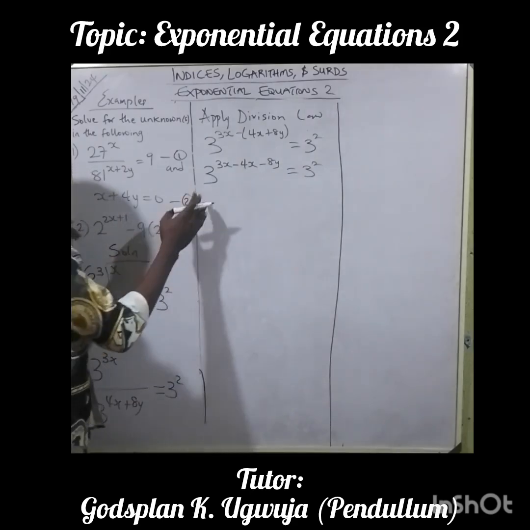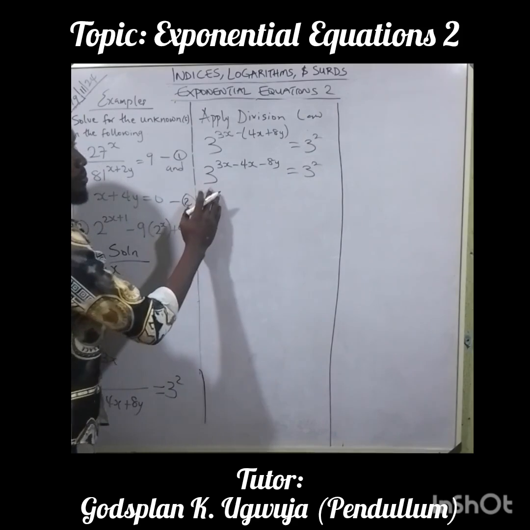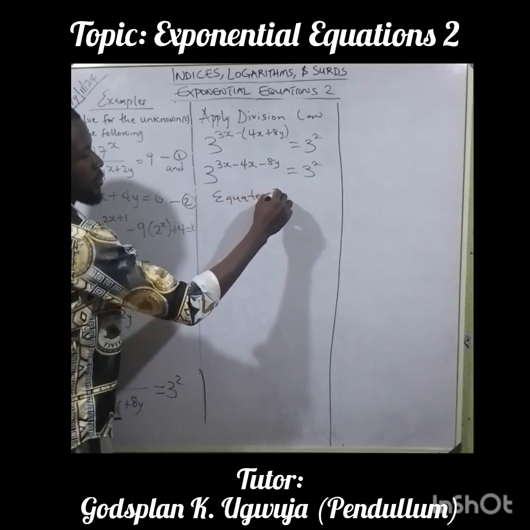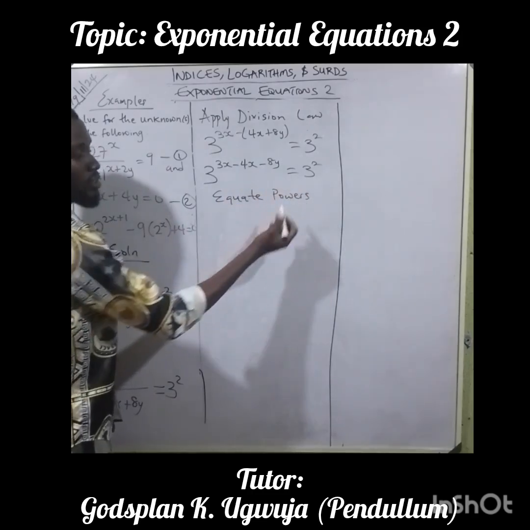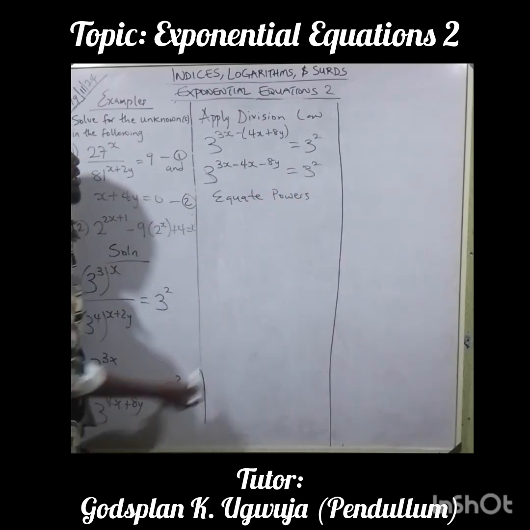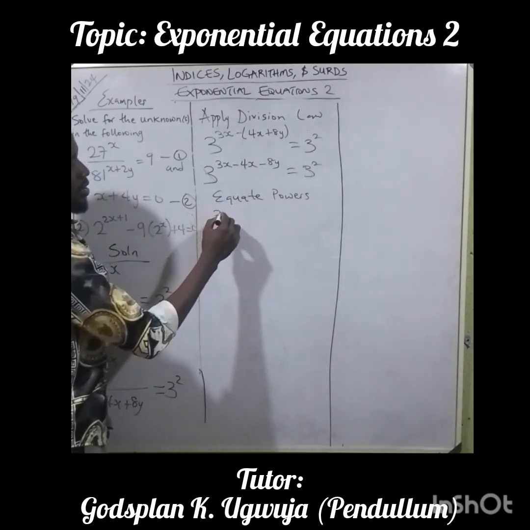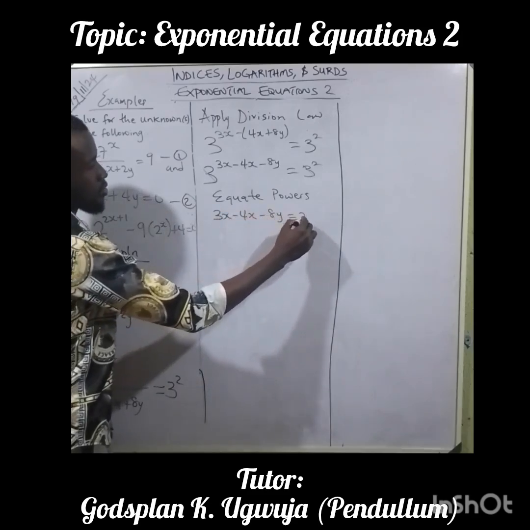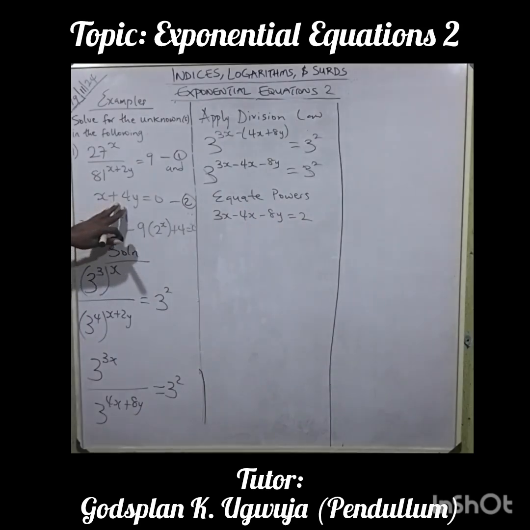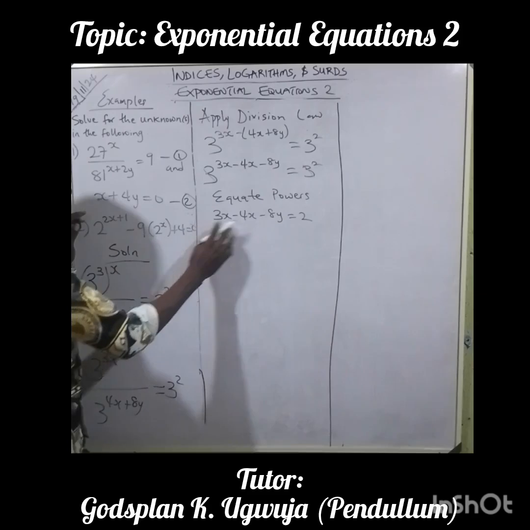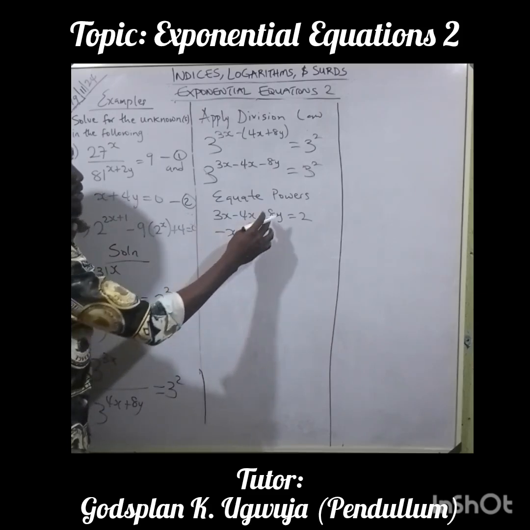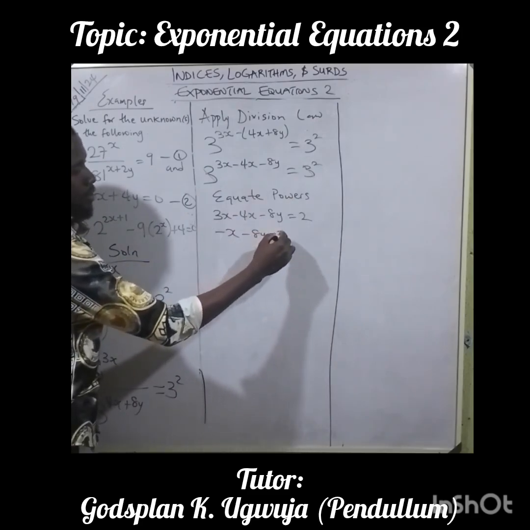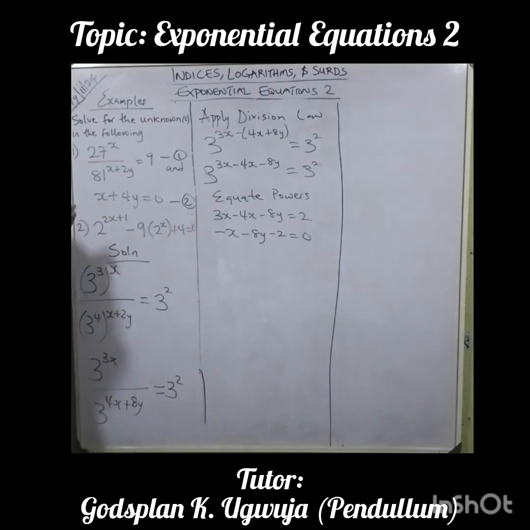Now I will equate the powers. Remember in the previous video we said if the bases are the same, we can just equate powers. We equate their power, so that's similar to just cancelling out the base. So we're going to have that 3x minus 4x minus 8y equal to 2. If I want to write it in this form, 3x minus 4x is minus x minus 8y. If 2 comes here, minus 2 is equal to 0.